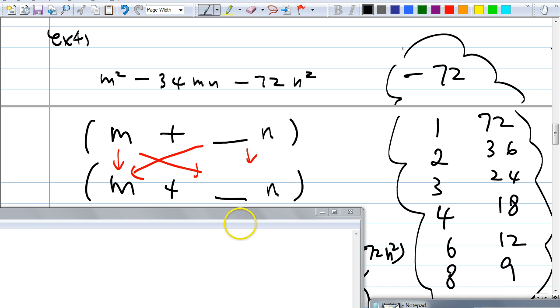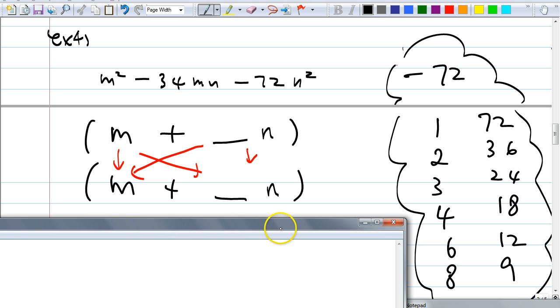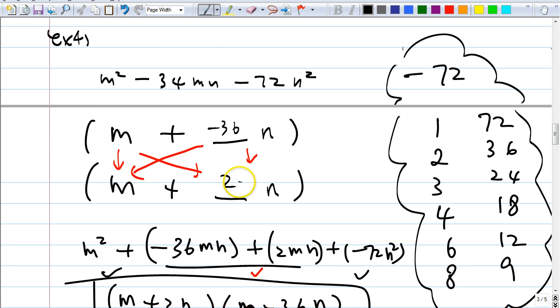Okay, so we know one of them has to be negative. Now, the question then is, which one of these will work so that when you multiply them, you get m squared minus 34mn minus 72n squared? Christina, did you figure out which one works? Negative 36n and 2n. Negative 36 and 2n. How many people agree with Christina? Okay, how many have a different answer? Okay, would negative 36 and 2n work?